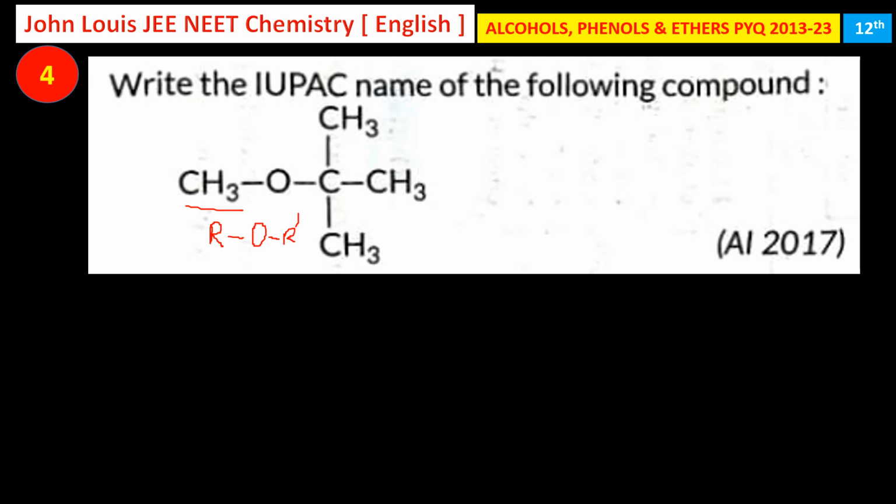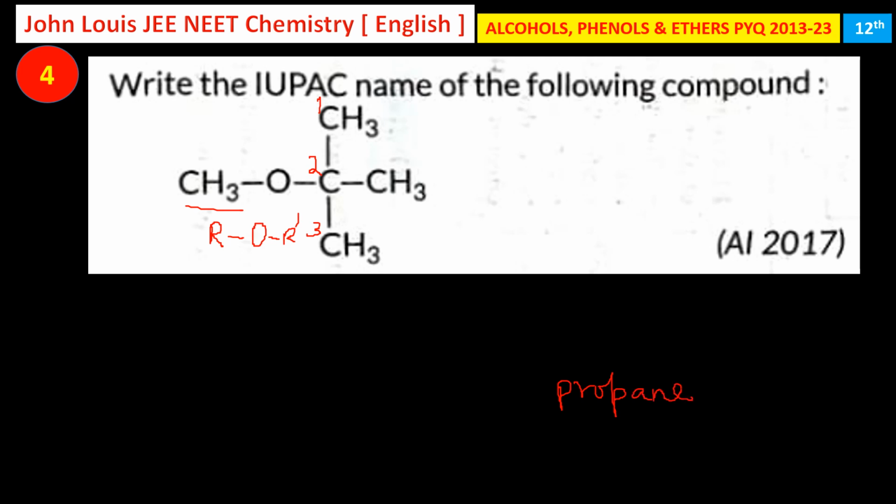If you look at this one, we can choose the longest chain here: 1, 2, 3. This is the longest chain, or if you go this way also 1, 2, and then if you mark this as 3, then also it is the longest. So let us always try to choose the straight line as the longest when both are equal. Therefore 1, 2, 3 I have taken in a straight line here. So what is the parent name of this compound? Propane.